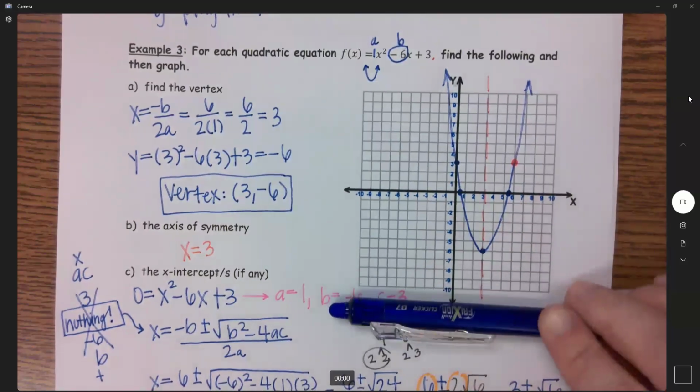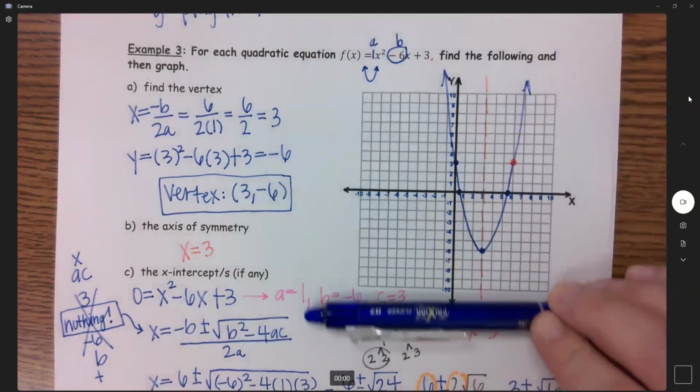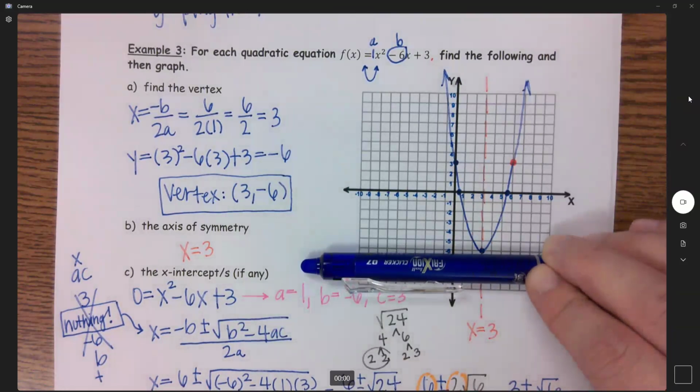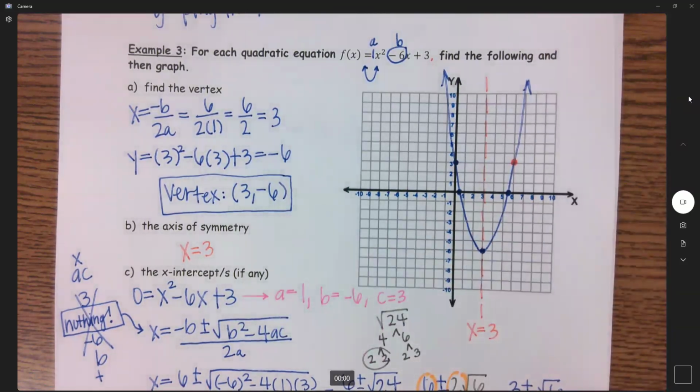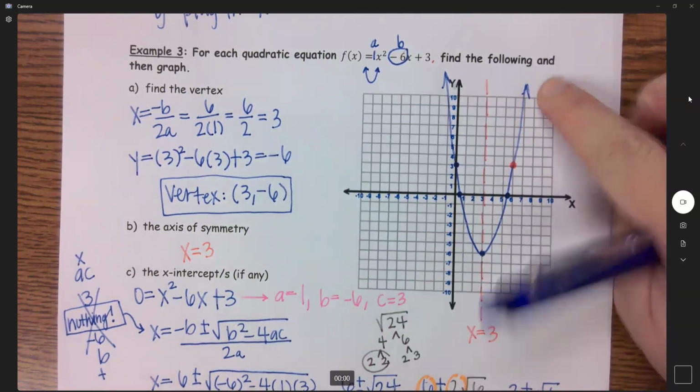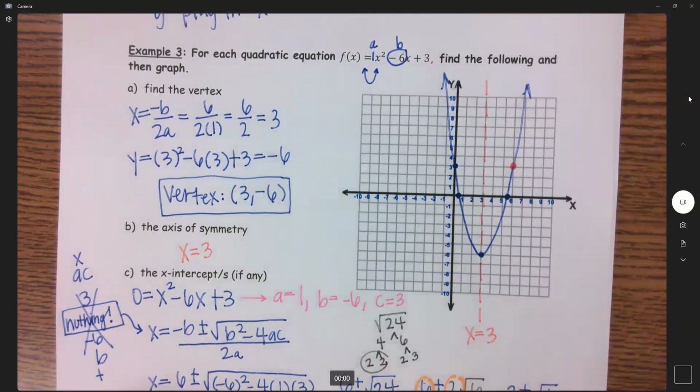The range will be changing though. The range as I go from the bottom to the top, here is where my graph starts, and that has a y value of -6. And that is included, so that's a bracket. And then it's going to keep going up forever, so infinity.